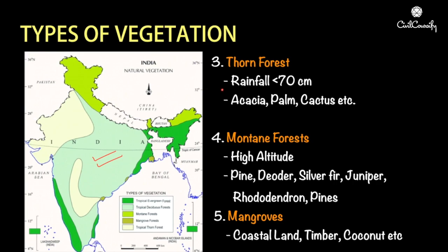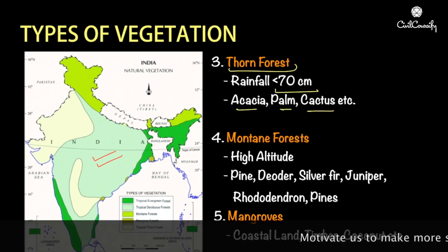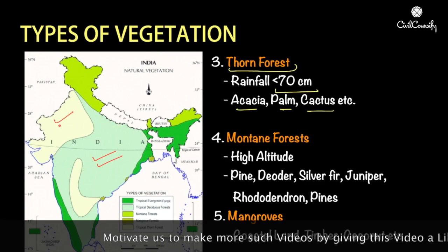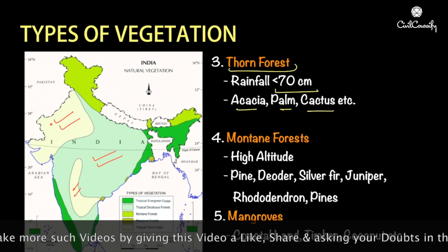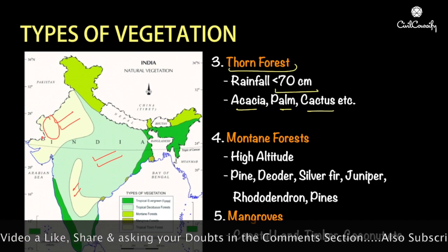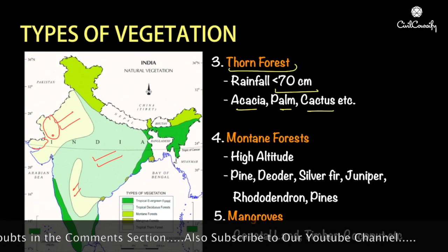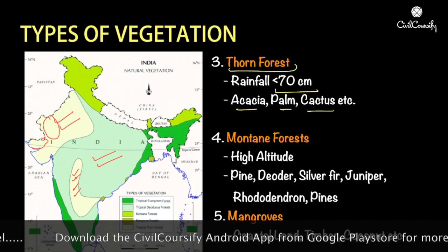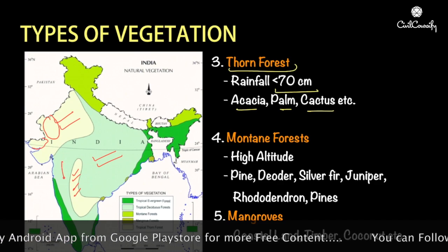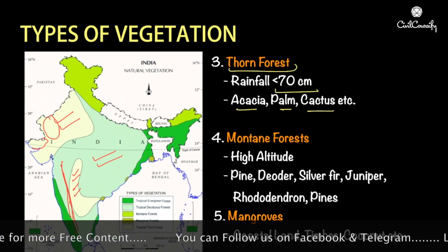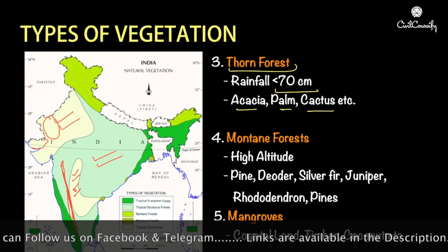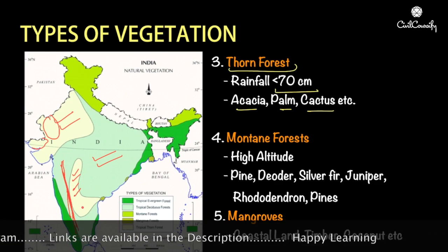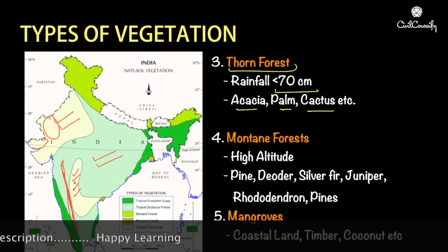Now the next one is thorn forest. Thorn forests get a rainfall of less than 70 centimeters and the vegetation is acacia, palm, cactus, etc. If you look at this on the map, this region is of thorn forest. You can easily understand this area lies under the Thar desert, and this is the Kutch Peninsula. They are very dry and they fall under the thorn forest type of vegetation. This area is also of thorn forest type because of the Western Ghats. The Western Ghats don't allow the advancing monsoon to pour rain in this area. This is the reason why this entire belt falls under thorn forest, and is very dry and arid.